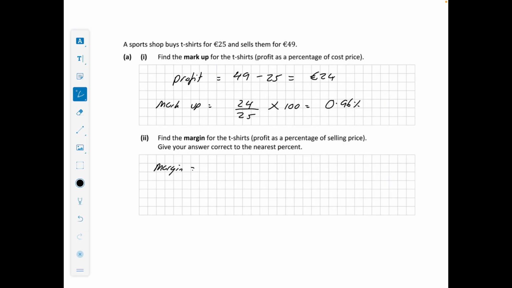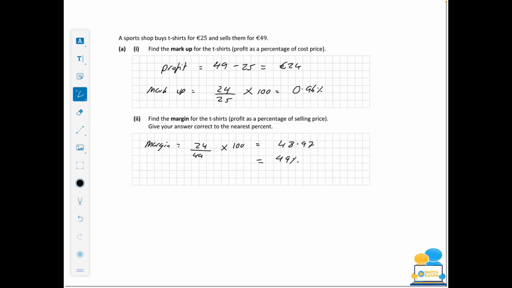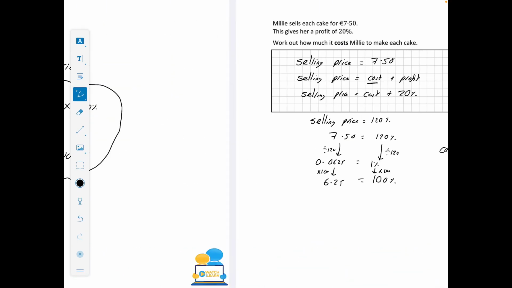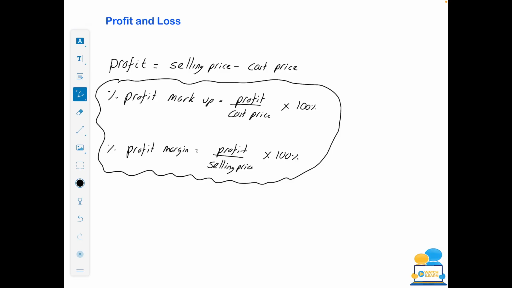This is going to be my profit, which is €24, as a percentage of selling price, which is 49. And again, we want it as a percentage, so multiply by 100. So 24 divided by 49, multiply by 100. That gives me a margin of 48.97. It says to the nearest percent, so that'll be 49%. So you'd hope that maybe they might give you a little bit of a hint of which number to use. If not, you do need to go back and learn these percentage profit and margin formulas.